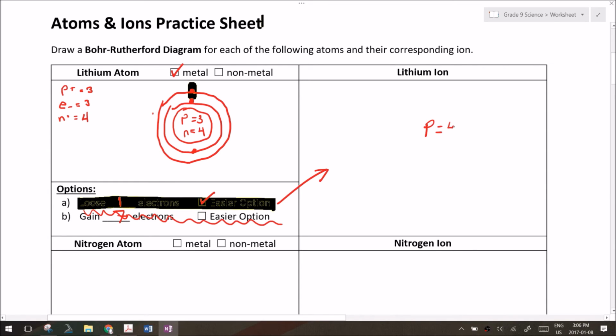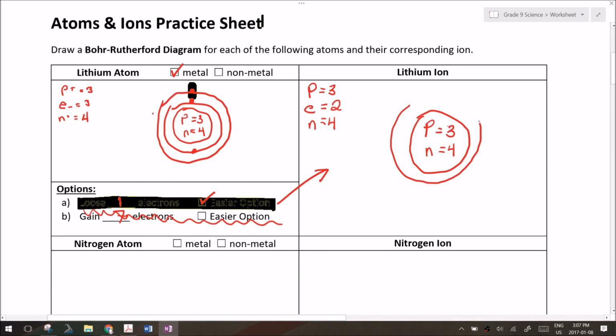Our ion has the same number of protons, same number of neutrons. That doesn't change. The only thing that changes here are the number of electrons. So we still have 3 protons, 4 neutrons. We now, however, since we lose 1 electron, we only have 2. 1, 2. Notice now that we have a full valence shell. So the difference here is since we've lost our electrons, we only have 2 electrons. So we lost that 1 on the outside. But that's good because now we have a full valence shell, so lithium is happy.